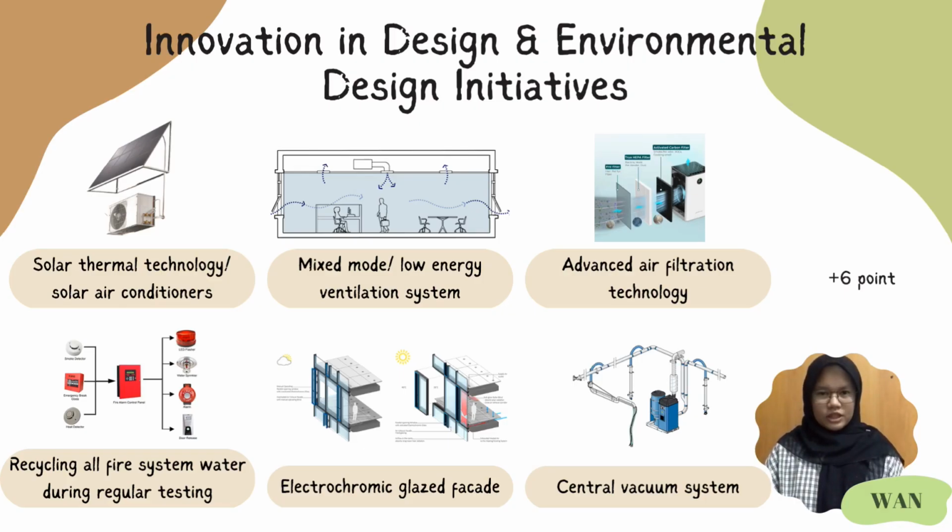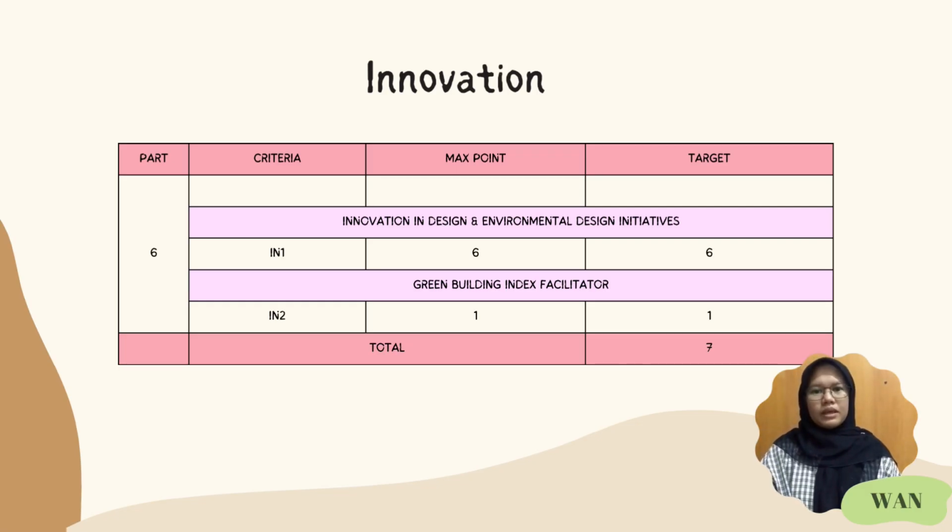Next is innovation. For this building, there are a few innovations, especially in design, that have been made. Those innovations are the addition of solar air conditioners, advanced air filtration technology, electrochromic glass facade, and also a central vacuum system. There is also the use of a mixed mode or low energy ventilation system, and the last one is recycling all fire system water during regular testing. From all six innovations in design made, innovation contributed full points, which are 7 out of 7.